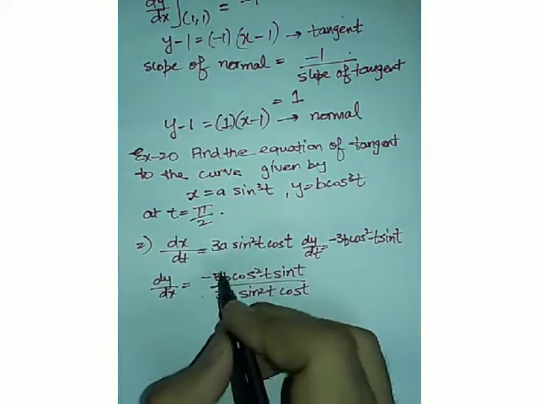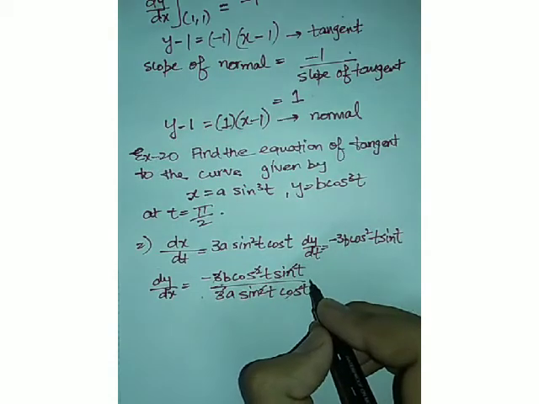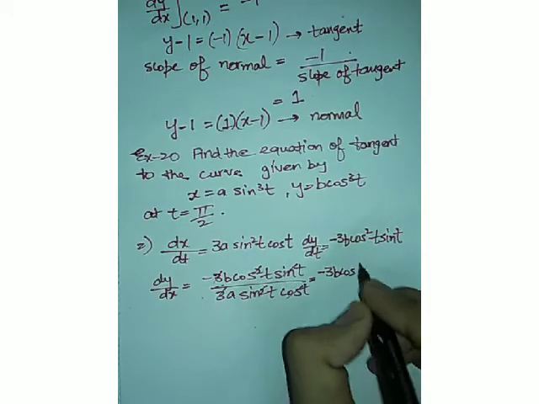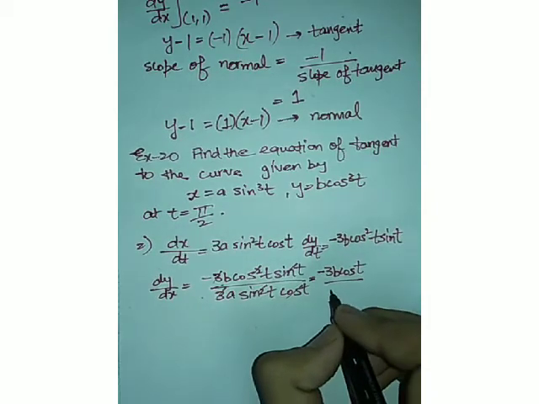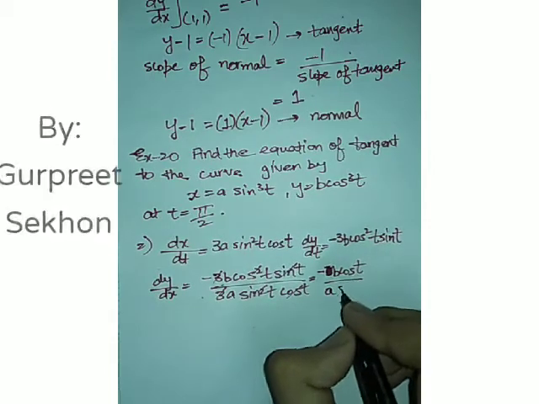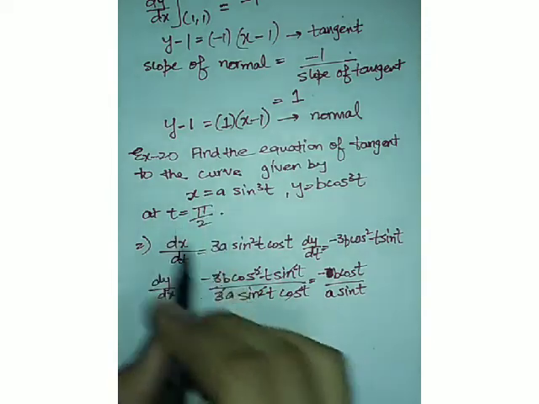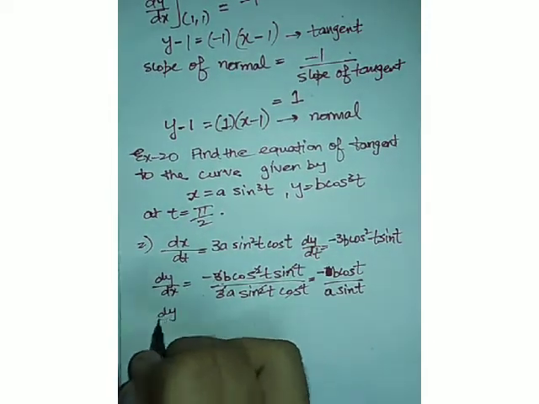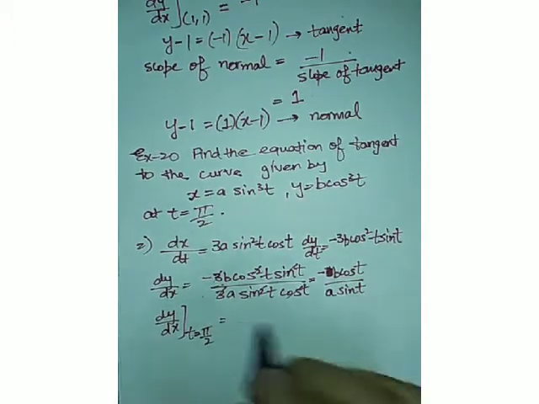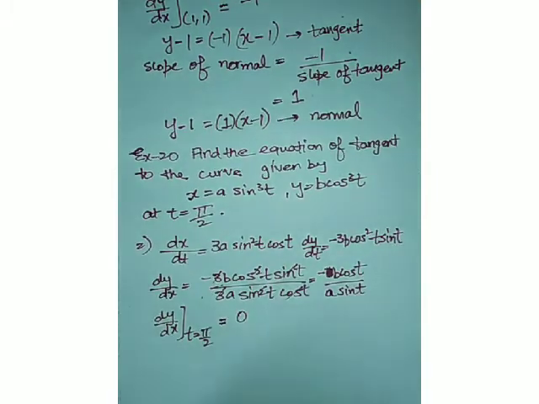Okay, so 3 will be cancelled out, and 1 cos t and 1 sin t will be cancelled out. You will get minus b cos t upon a sin t. This is our slope, this is our differentiation, but we have to find it at t equals pi by 2. So dy upon dx at t equals pi by 2, what is cos pi by 2? 0. So you will get directly 0.